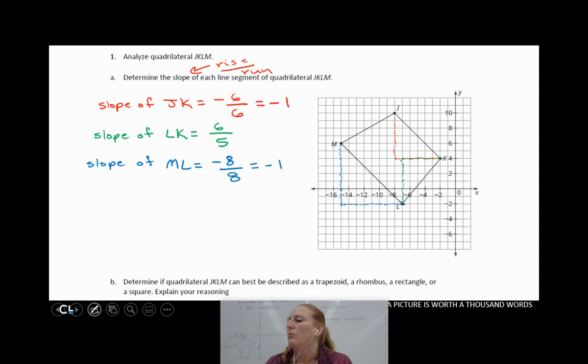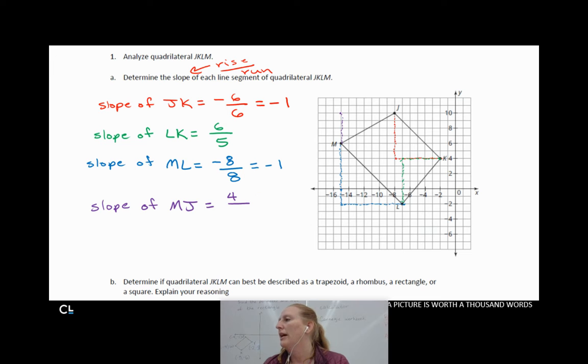One more slope, and I'll pull out the lovely purple. Slope of MJ. Slope of MJ. So it looks like I have to go up this time. 1, 2, 3, 4 up. Over my run, which is 1, 2, 3, 4, 5, 6, 7. I have a run of 7. That does not simplify.